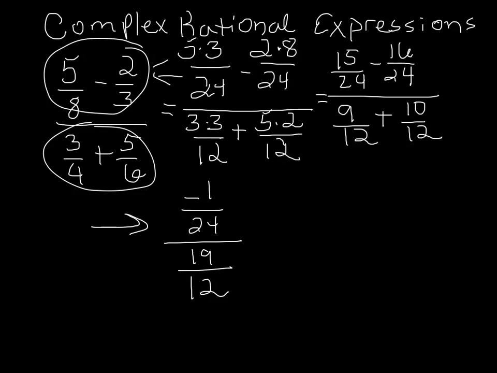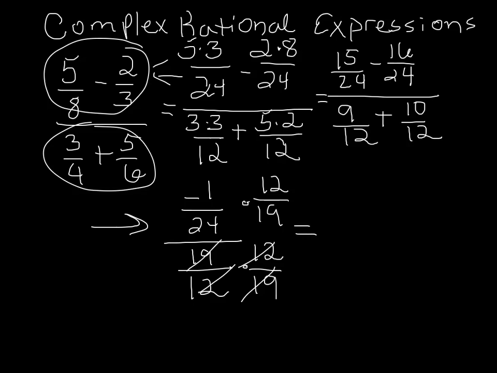What you want to do next is multiply by the reciprocal of the denominator. So that means multiply by 12 over 19. And what we do on the bottom, we also have to do on the top. Okay, and so your denominator then cancels out and you're left with just the numerator.